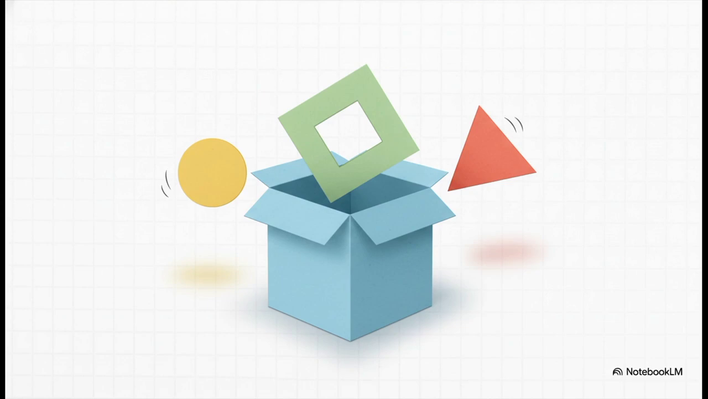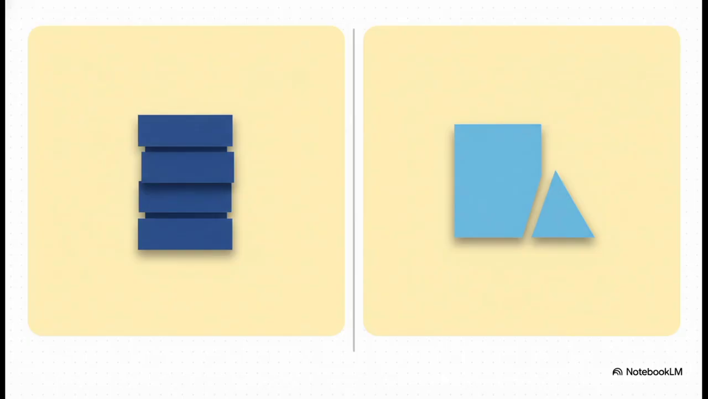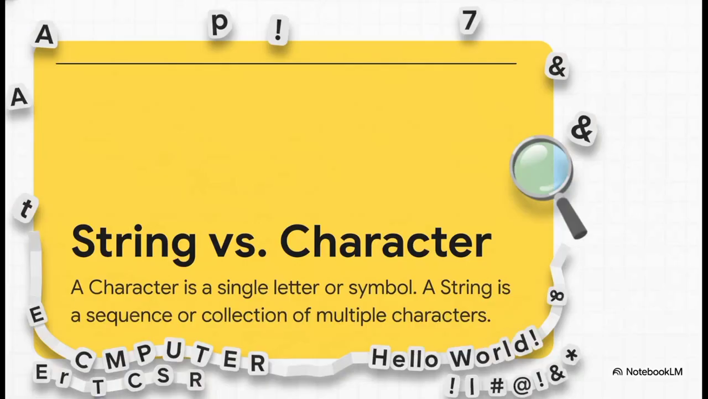That's what data types are for. These are the basic building blocks, like true or false, numbers, and of course, text. Now here's a key difference. Integers are whole numbers. Floats, they're the ones with decimals. A single C is a character. Put a bunch together like computer, and that's a string.